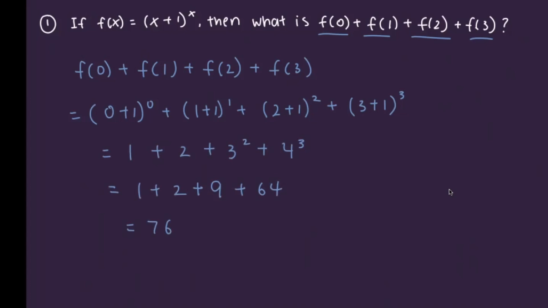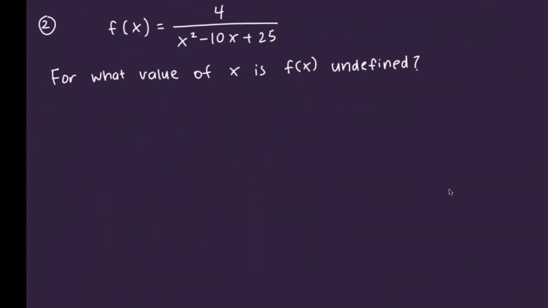Let's move on to example 2. So for what value of x is f of x undefined? Now, a function is undefined when the denominator is 0. This is because we can't divide anything by 0. Dividing anything by 0 will just give you nothing.